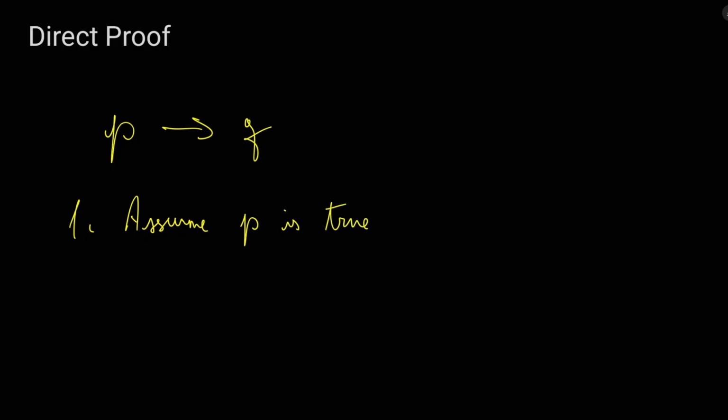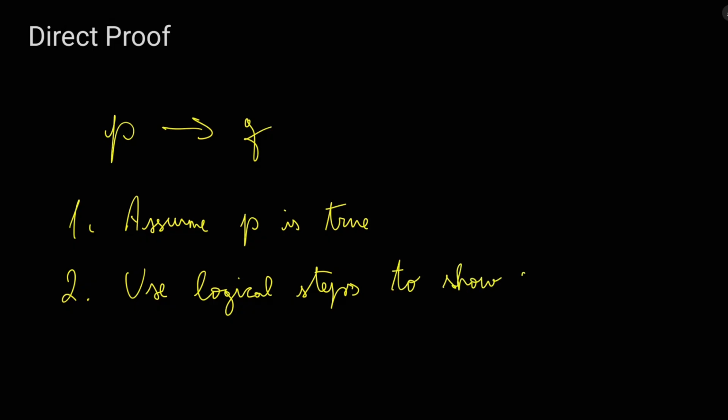A direct proof is a method used to show that a statement of the form if P then Q is true. So what is the strategy here? First, we assume that P is true, and then we use logical steps and theorems and known definitions and axioms to show that Q must also be true. So to show Q is also true.